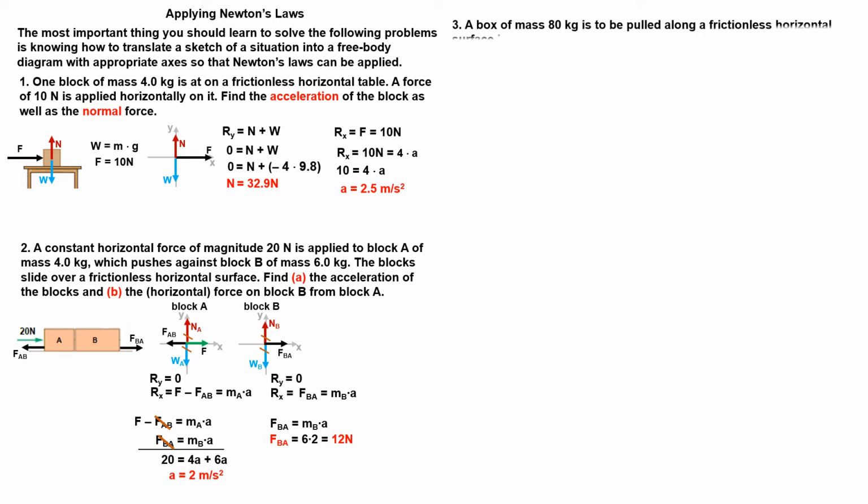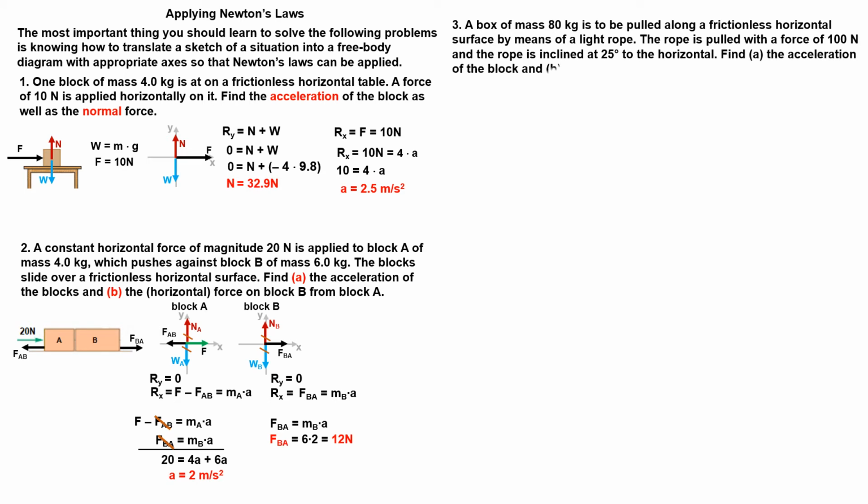A box of mass 80 kg is to be pulled along a frictionless horizontal surface by means of a light rope. The rope is pulled with a force of 100 newtons and the rope is inclined at 25 degrees to the horizontal. Find the acceleration of the block and the normal force. Make a diagram and identify the forces acting on the body.